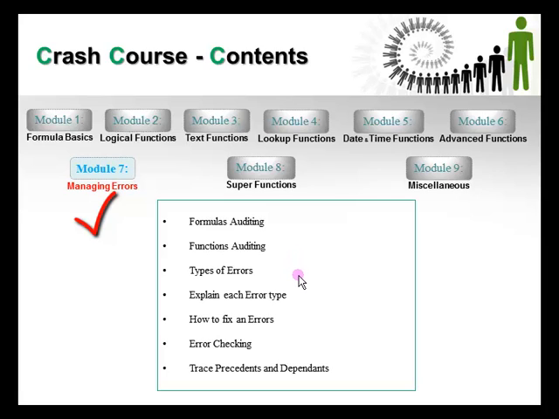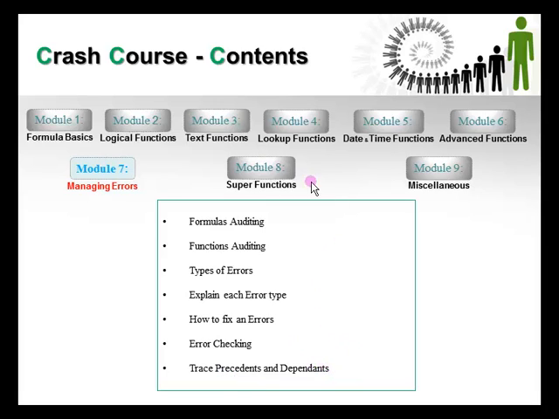to audit the formulas, the types of errors, and how to fix an error. This is the most important one, which everybody requires. Even advanced Excel users find it very difficult to identify and fix errors if the number of formulas or functions in a cell is more than, say, 10 or 15. I am just giving an example. And error checking, how to check for errors, and we have trace precedents and dependents. We will see what these are.